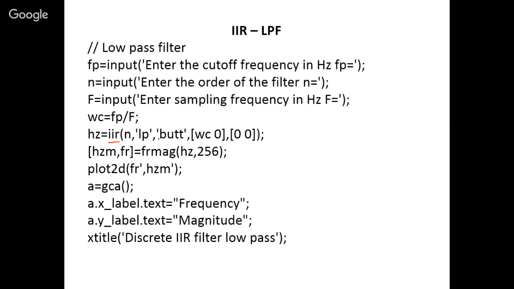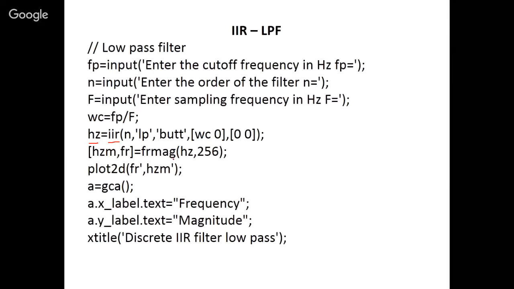So here N is the order of the filter, LP is the low pass filter, and this is the Butterworth filter, that is BUTT. And as you know, in LP we get WC0 only because we have only 1 cutoff frequency. Finally, the parameters we are taking are 0, 0. Here, another way we have come out with the output: we are taking the output in only one variable, that is HZ. From the HZ, we can find the magnitude of the frequency component.